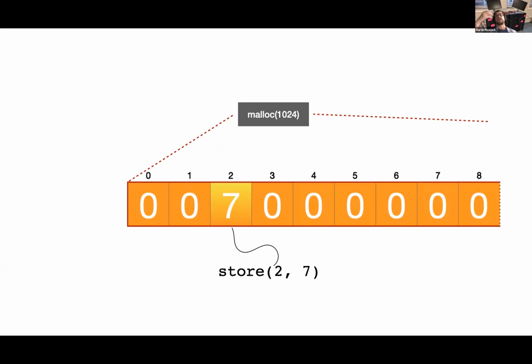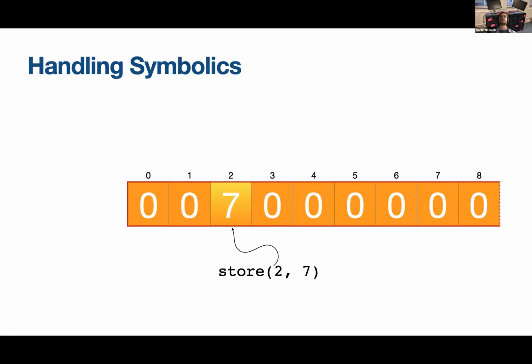So in that case, we have to make a full copy of the object representation, and this can be quite costly. Moreover, in the context of symbolic execution, you also have to think about how you handle symbolic indices, and this becomes more complicated.